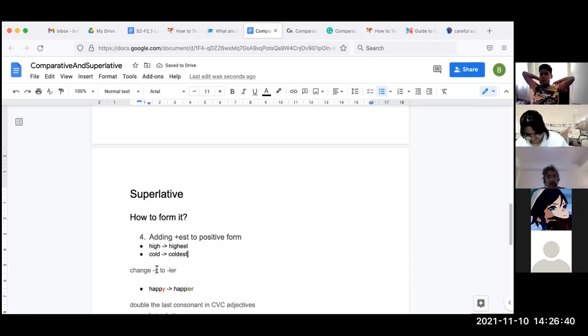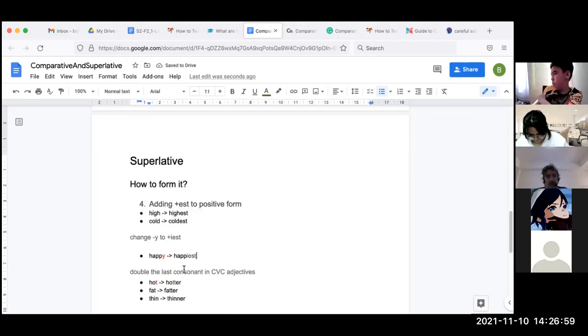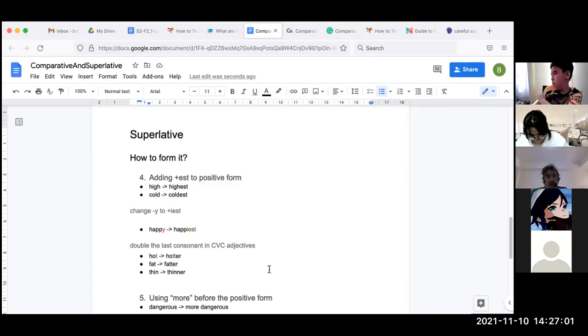We change Y to IEST. Happy, happiest. Right? And also we again double the last consonant in consonant-vowel-consonant adjectives. Hot, hottest. Fat, fattest. Thin, thinnest.